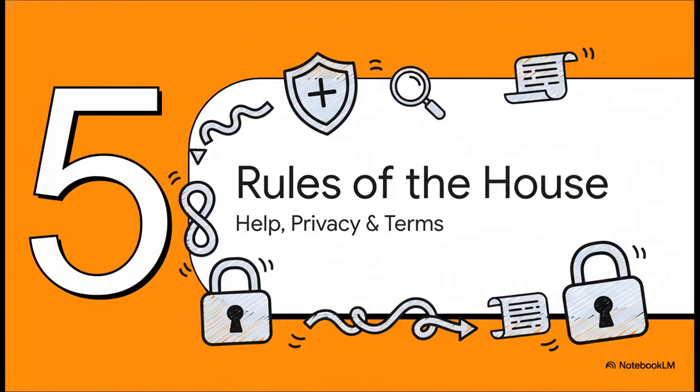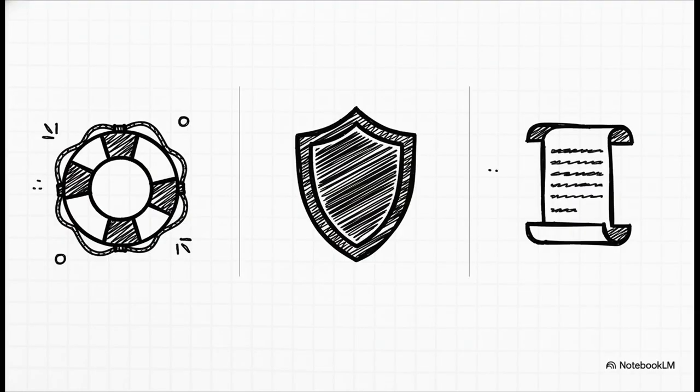And finally, at the very bottom, tucked away but so important, are the rules of the house. These three little links, help, privacy, and terms, they form the foundational agreement between you and Google. So let's just quickly break them down. Help is your support line, right? The place to go when things aren't working. But privacy and terms, well, those are the big ones. They are the legal and ethical framework for your entire relationship with the service.